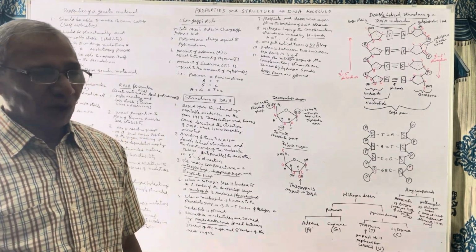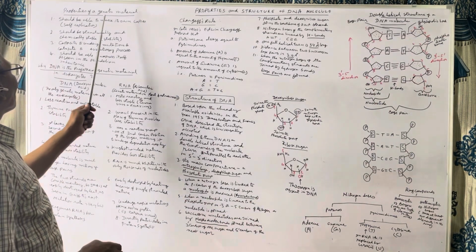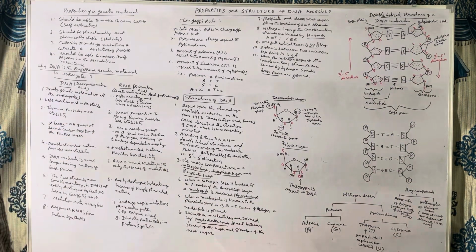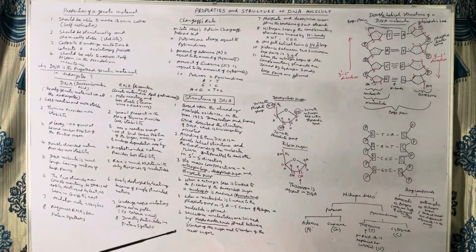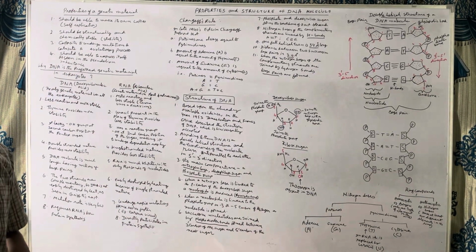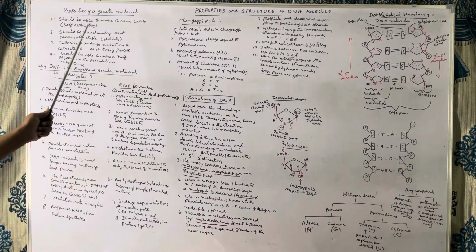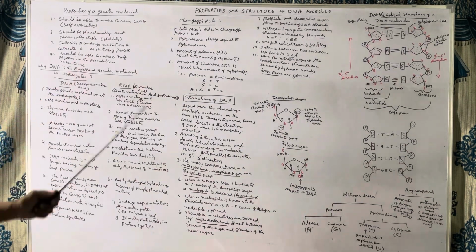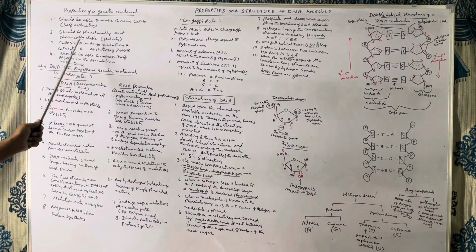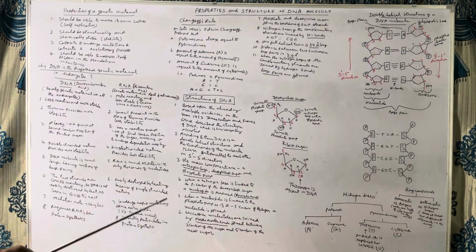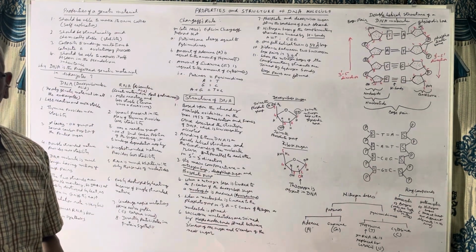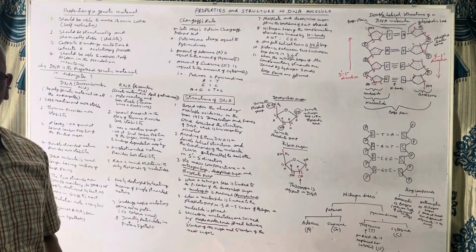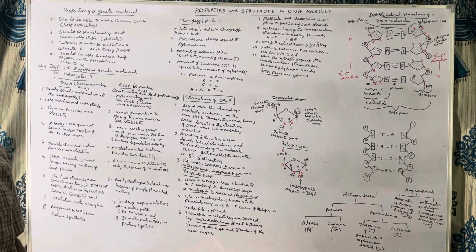Then, what are the properties of a genetic material? It should be able to make its own copies. That is, it must be in the position to self-replicate itself. Then, it should be structurally and chemically stable. That means it must not undergo frequent mutations. It must maintain its stability.